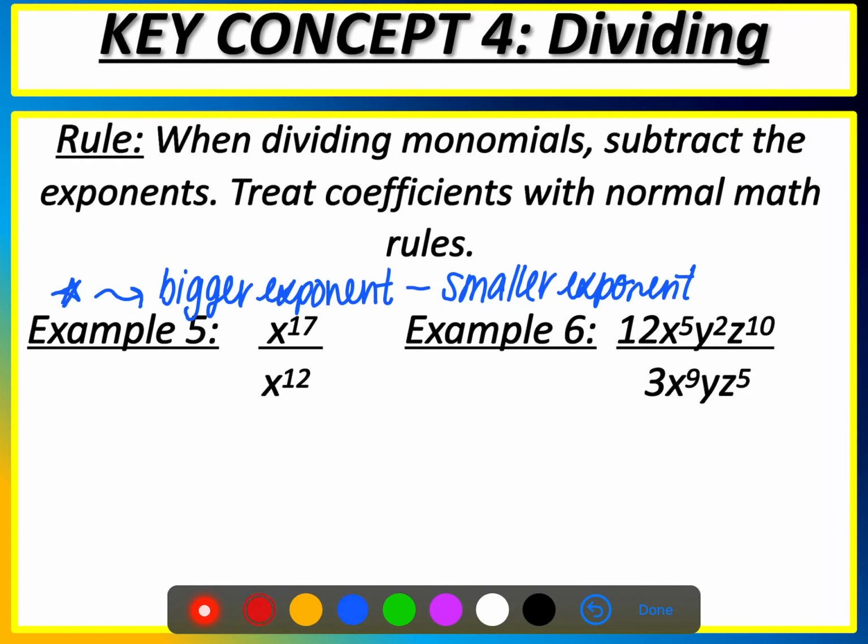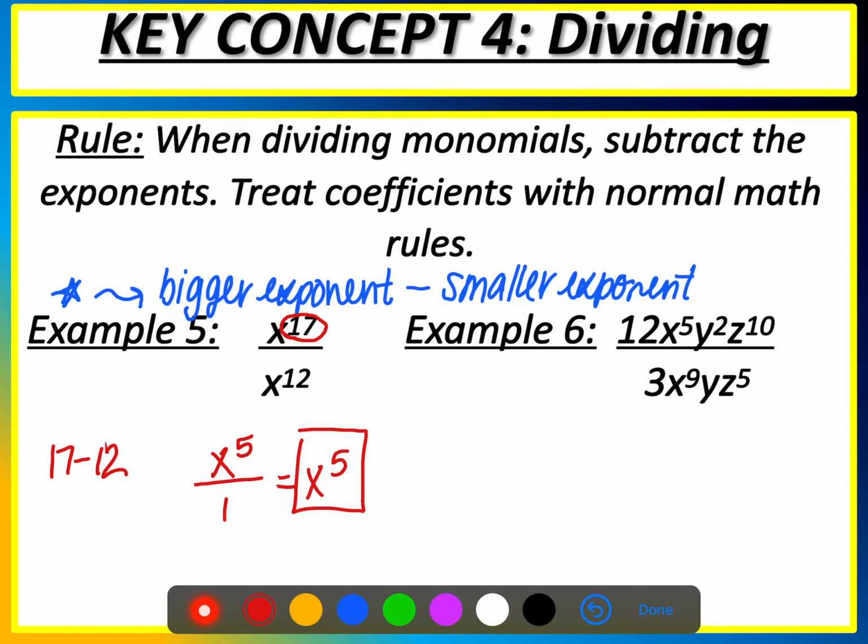Okay, so the first example here, I'm dividing these. The larger exponent is in the numerator, so that's the order I wanted to subtract in. I'm doing 17 minus 12 so that I get a positive. Now 17 is in the top, so my answer is going to be in the top. You don't need the 1, I was just doing it to make a point. So we can just leave it as x to the 5th.